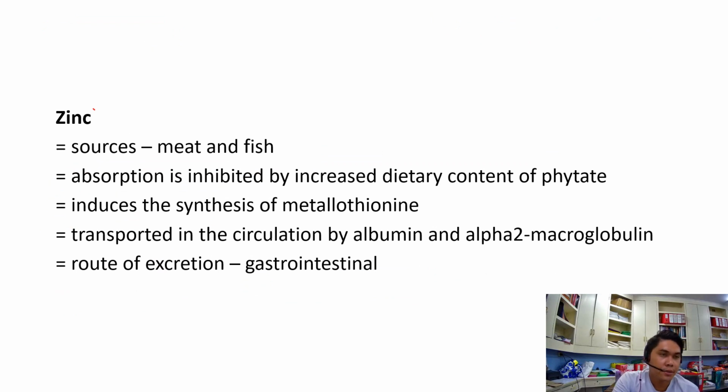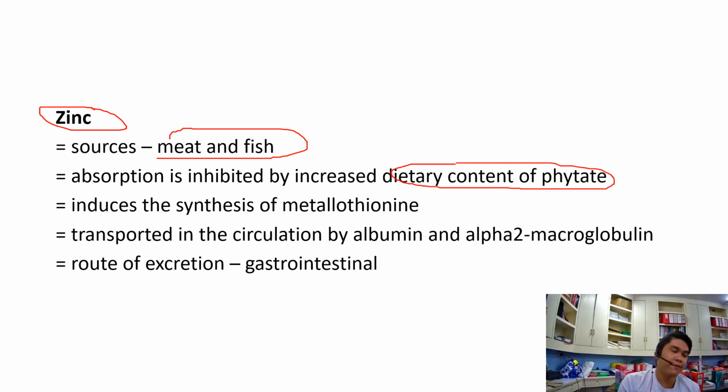Okay, so next is zinc. Sources of zinc are meat and fish. Absorption is inhibited by increased dietary content of phytate or phytic acid. The main source of phytic acid is plants, especially seeds and grains. For example, oats. Oats have a covering, and that outer layer of oats contains phytate or phytic acid, and phytic acid inhibits the absorption of zinc. That's why if you consume a lot of grains, it can also cause problems with zinc.